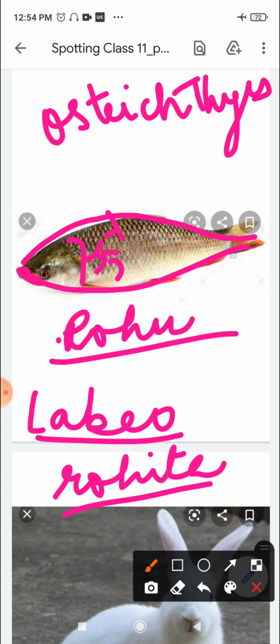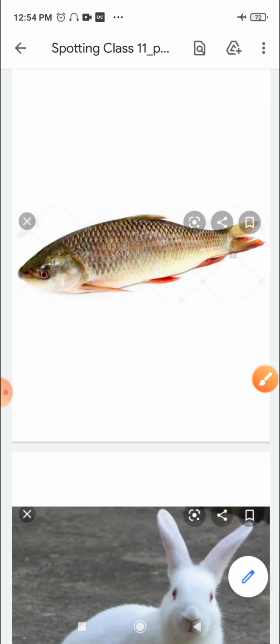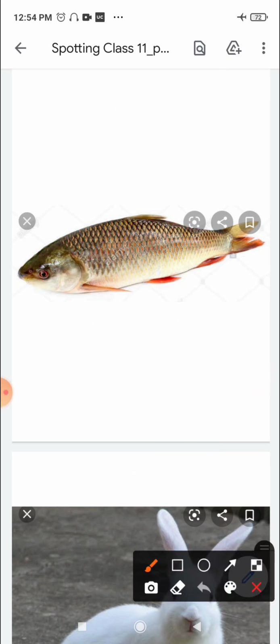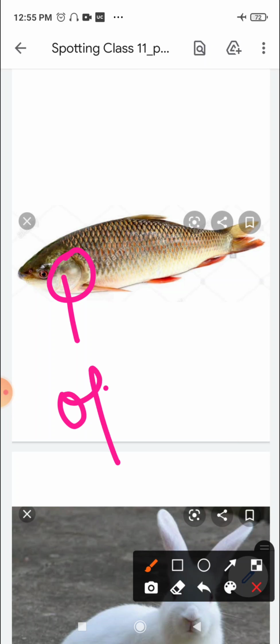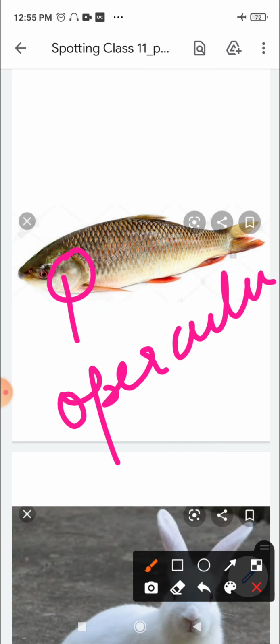The mouth is terminal, at the end, right? A pair each of nostrils and large lateral eyes without eyelids are present. You can see here the eyes. Lateral eyes means at the sides. 5 pairs of gill slits covered by an operculum, right? This region here is the operculum, a kind of plate or cover that covers the gills. We did not see the operculum in Chondrichthyes, but here we see it is present in Osteichthyes.